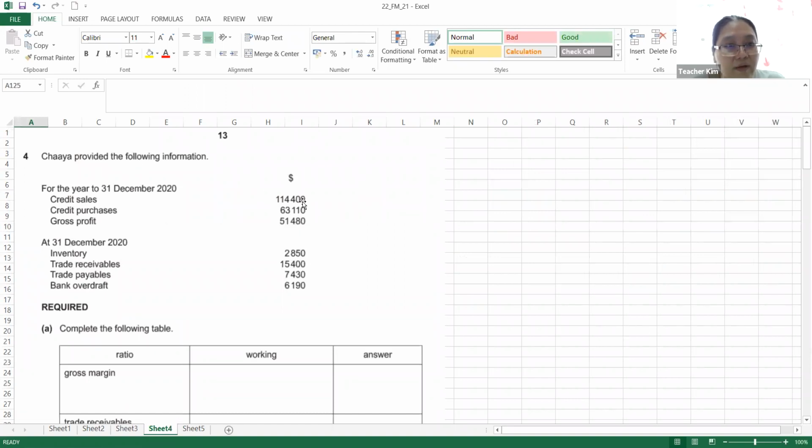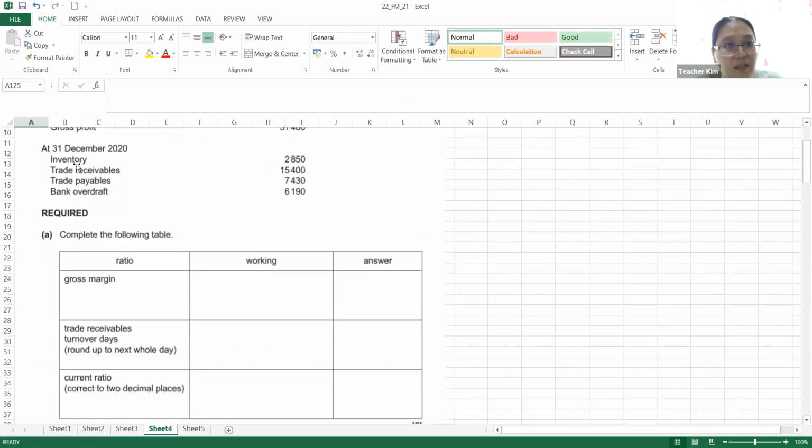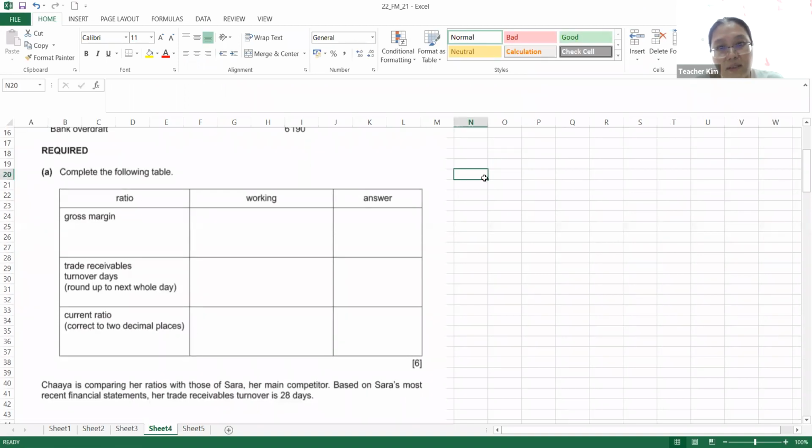Okay, Chaya provides the following: credit sales, credit purchases, gross profit, inventory. Okay, see what they ask. Working and answer. I will add one more column for the formula so that at least you can use it. Ratio, formula. This question didn't ask for the formula. I just put something in so that at least you take notes. Working and the answer. This question didn't mention how many decimals, so we put accordingly.